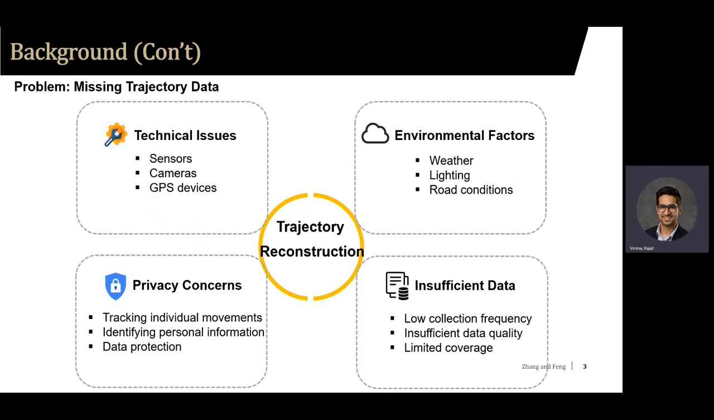And from the privacy concerns, somebody does not want others to track their individual movement or identify their personal information from the data protection side. And the data we collected may be insufficient because we may have a very low collection frequency and insufficient data quality with limited coverage. So that's why we need trajectory reconstruction to reconstruct the missing trajectory data into more complete and continuous trajectory data.